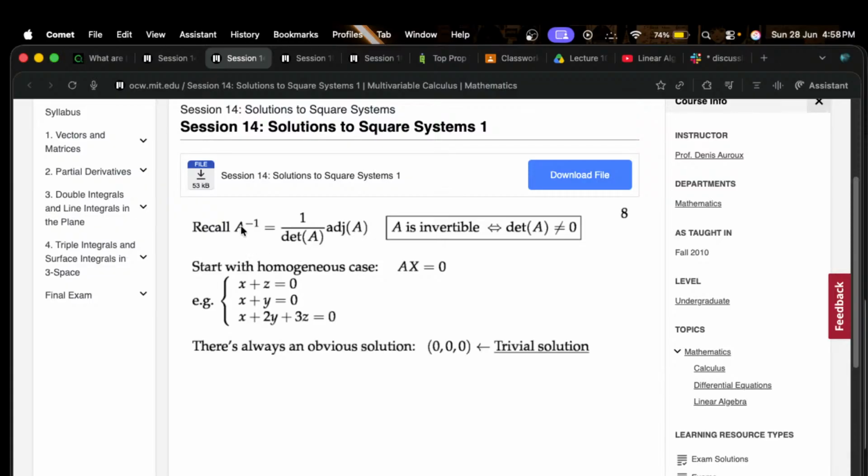Okay, if we have to find the inverse of the matrix, then it is 1 by its determinant times the adjoint of the matrix. Okay, start with the homogeneous case, X equals 0.